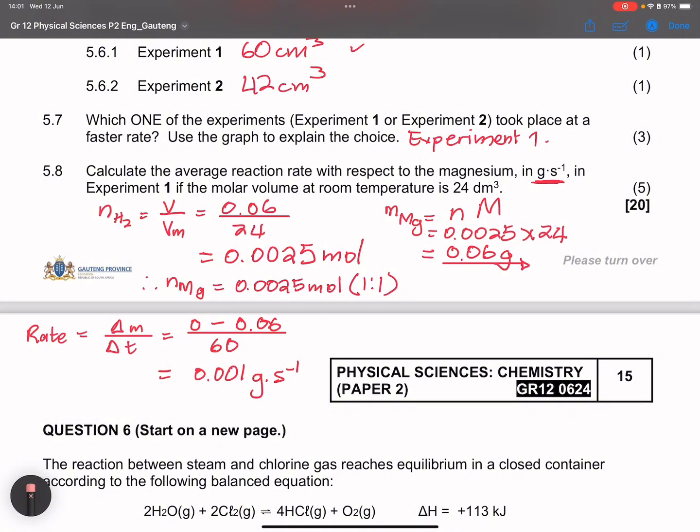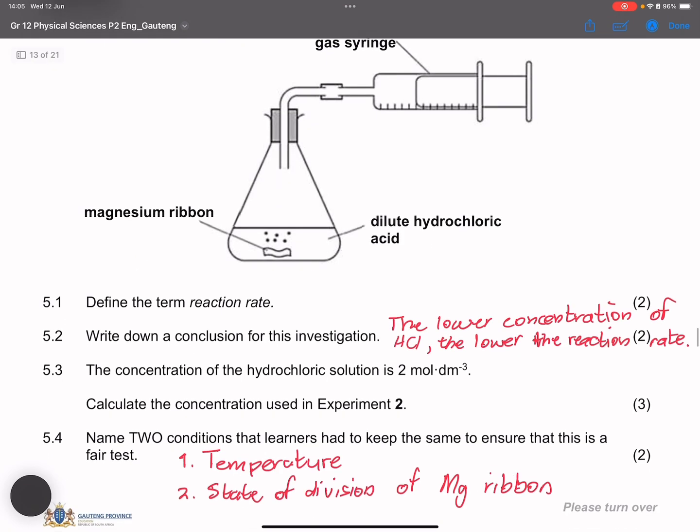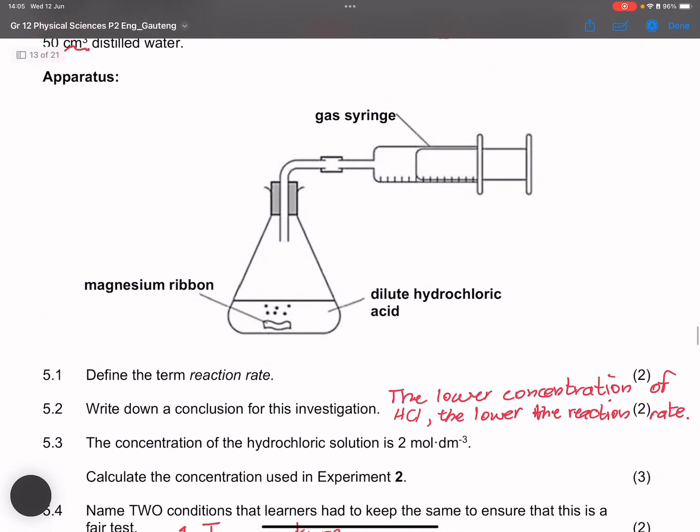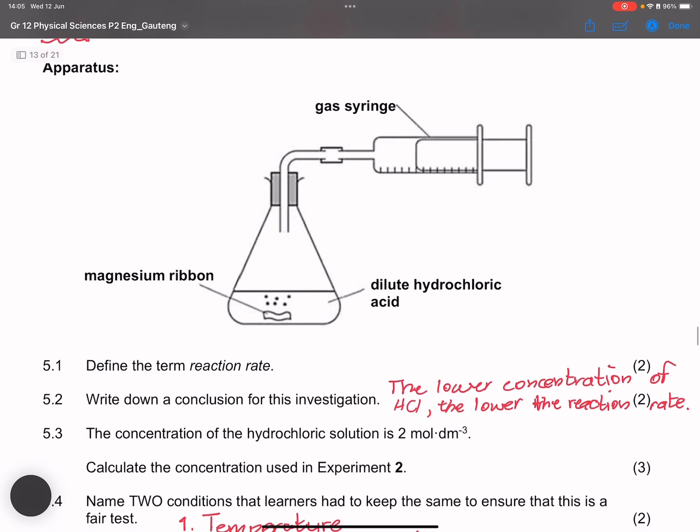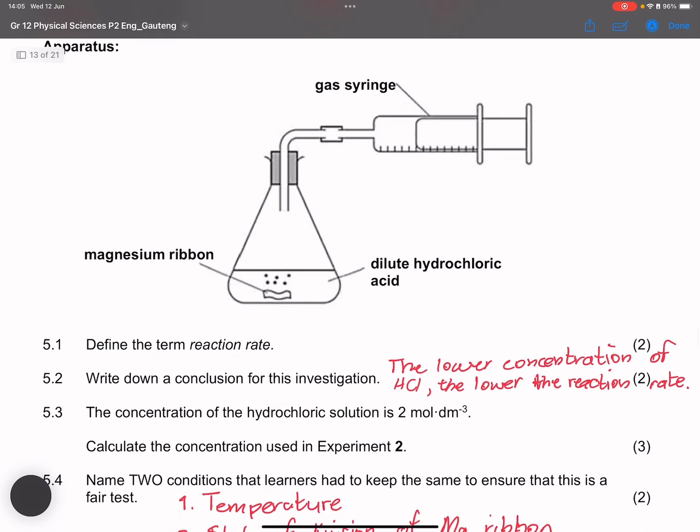And that's how we come to the end of question 5. I almost forgot question 5.3. I saw that when I watched this and I thought, sure, I don't want you guys to chastise me. So let's look at 5.3. They say the concentration of the hydrochloric acid solution is 2 moles per cubic decimeter. They said calculate the concentration used in experiment 2.